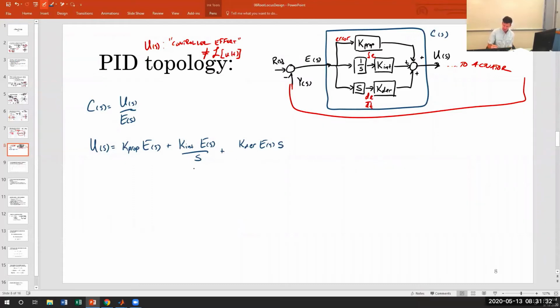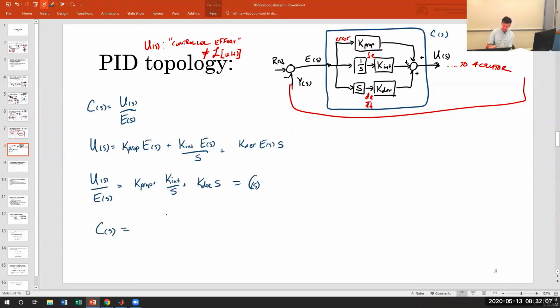So I think I can factor the E of S out of everything and write it like this. I can get K prop plus K int over S plus K dir times S. So this is what I'm going to call C of S. This is the controller transfer function. It's not in the final form that I'd like, because it's a sum of things rather than the ratio of two polynomials. So I want to get it as the ratio of two polynomials.